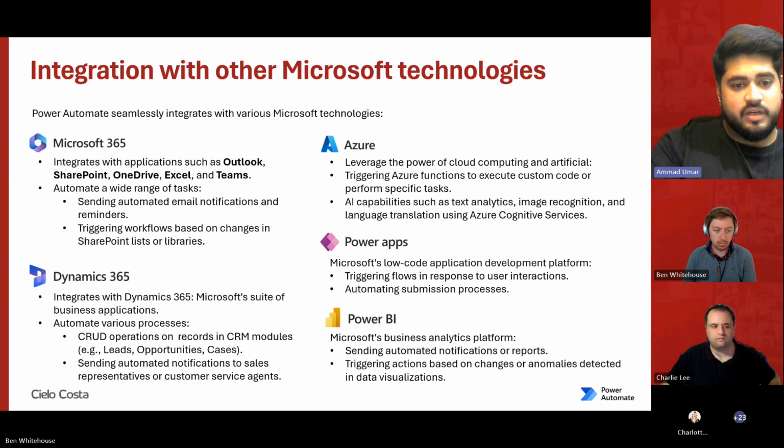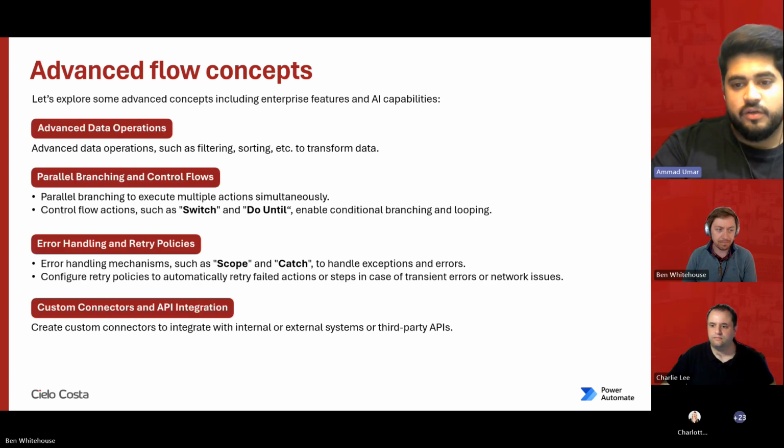Next, we can take a look at some advanced flow concepts. Power Automate can utilize very advanced data operations such as filtering, sorting, and grouping, and we can take a look at those later on as well, just to transform your data. You could utilize parallel branches and control flows. So parallel branches, like you've seen, you could execute multiple scopes, multiple actions simultaneously within a single flow. You could use control flow actions such as switches or do until loops to enable conditional branching or looping.